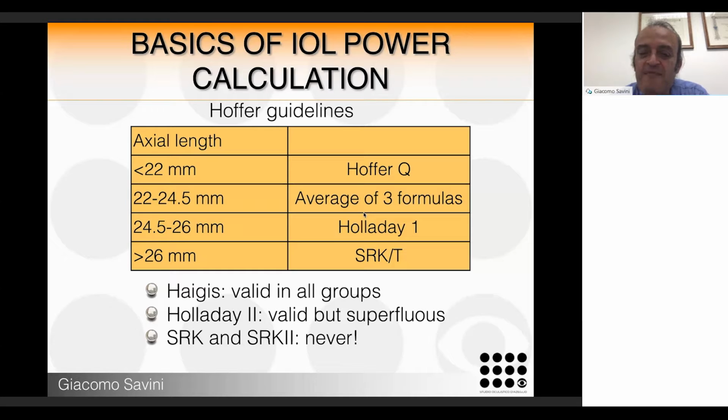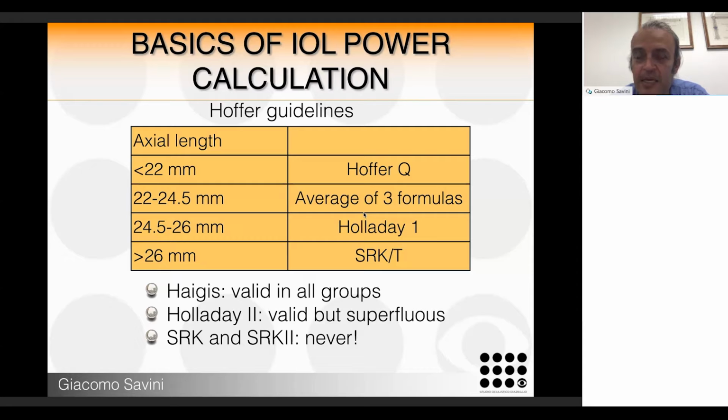This is not an invention. This comes from a study that he published in 2000 in JCRS, when he was the first to publish the results of the Holladay 2 formula, and he saw that the Holladay 2 was good, but was not superior to any other formula. Then he added that the Haigis formula, when you have triple optimization of all the three constants, is valid in all groups.